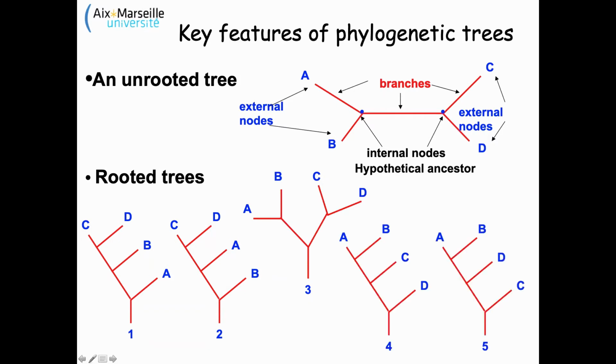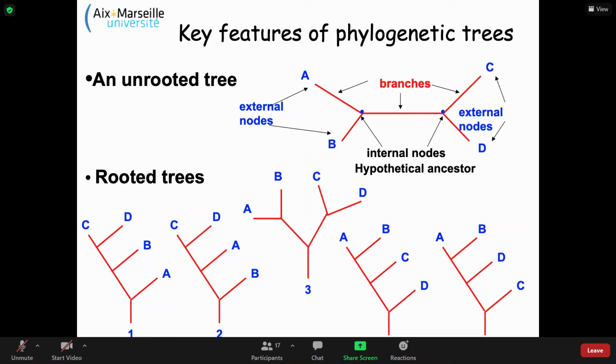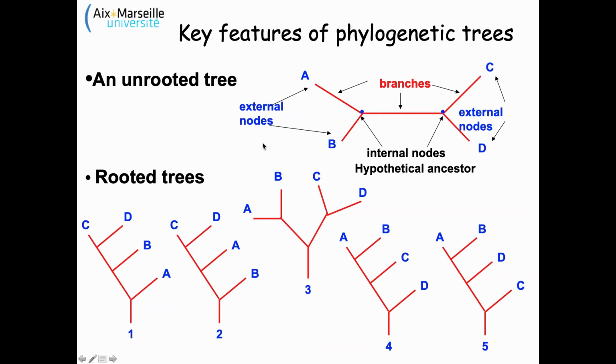this is a rooted tree. In the rooted tree, it means you have a root. As you can see here, I have the same genes or the same species, and each of them has a root. We will come back on that. These are the two types of tree. As you can see here, it's better to have the rooted tree compared to the unrooted trees.